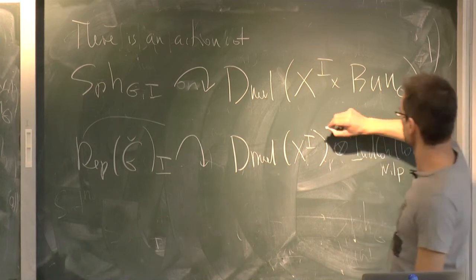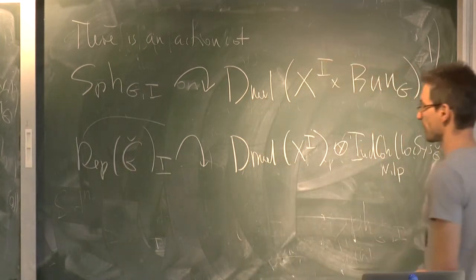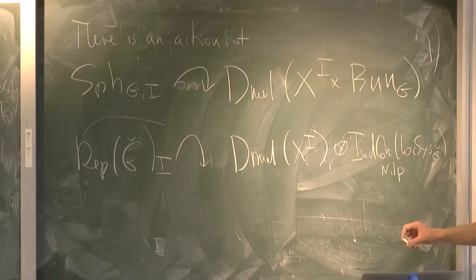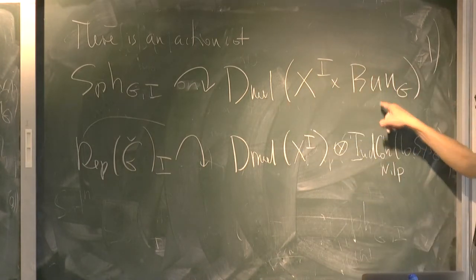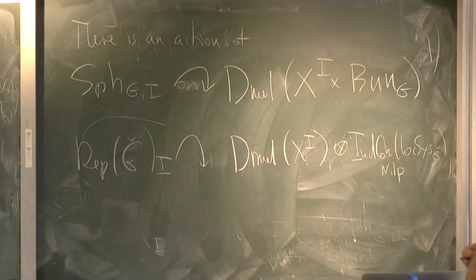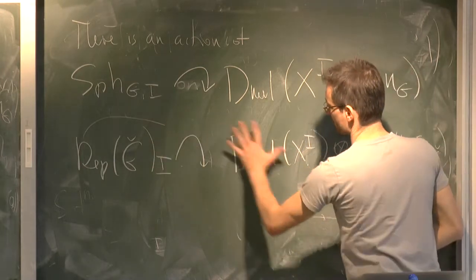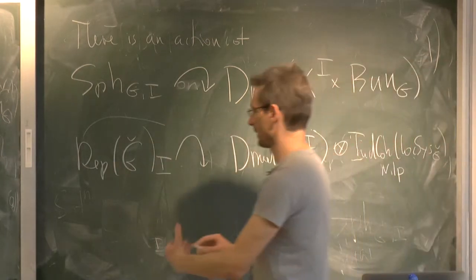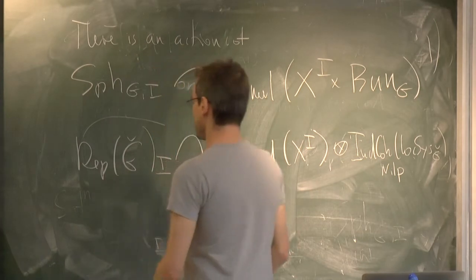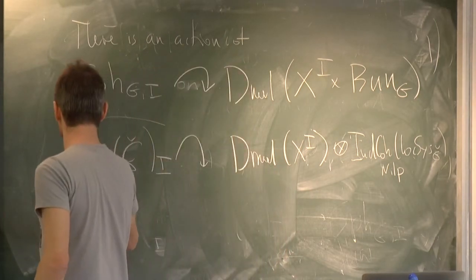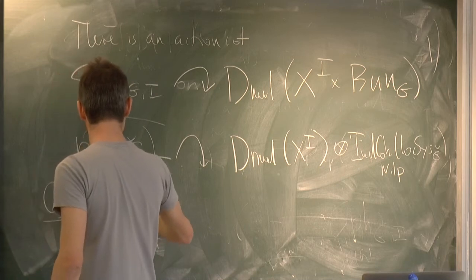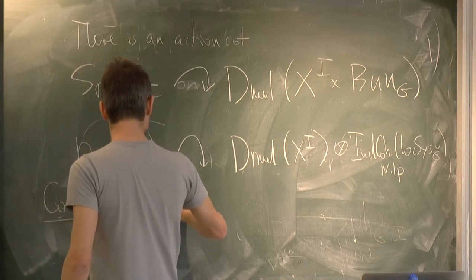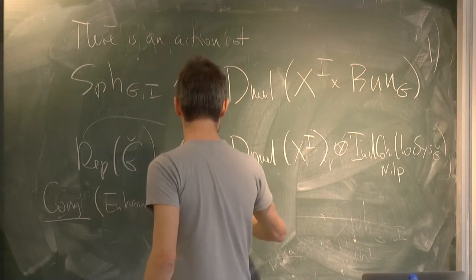Again, as was mentioned several times, D modules on the product of two sufficiently reasonable things is the tensor product of the D module categories. So I could have as well written it as D mod on X^I times D mod on the local systems. Once I have accomplished the construction of this, let me just state the compatibility. So, conjecture, an enhancement of geometric Langlands.